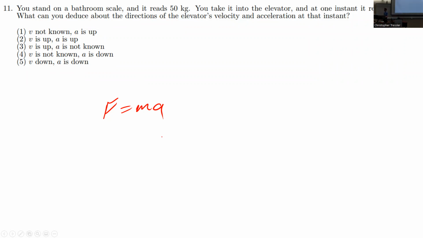If I tell you you are accelerating at 5 meters per second squared, you could be moving at 3 meters per second, or you could be moving at negative 1,000 meters per second, and you could still be accelerating at 5 meters per second squared. We don't know our velocity.